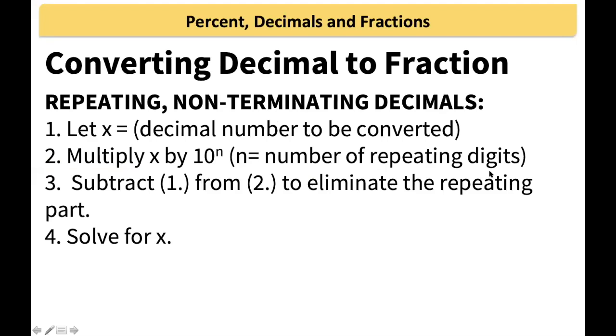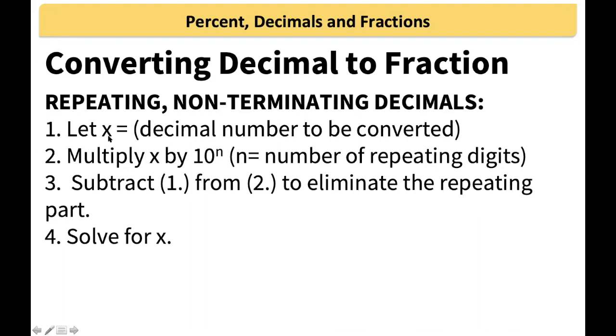Balik tayo sa PowerPoint. How about if we have repeating non-terminating decimals? Okay? So, ito yung nilista ko lang para sa mga gustong balikan to. Gagamit tayo ng algebra dito, pero simple lang naman, kaya sinama ko na to. Let x be equal to the decimal number to be converted. Okay, so ito basically yung gusto mong i-convert to your fraction. So, ganun muna. And then, next is you will multiply this. You will assign that the first one as your equation 1 na.